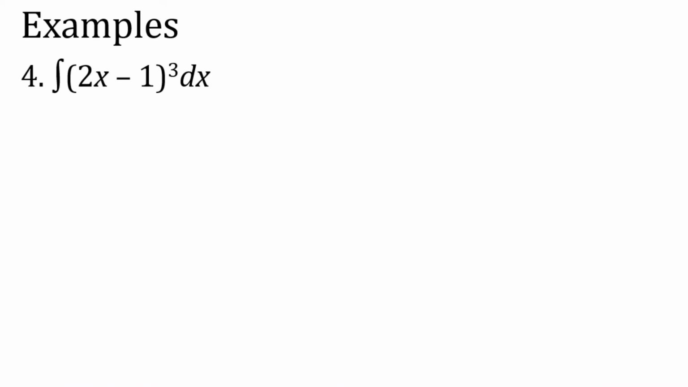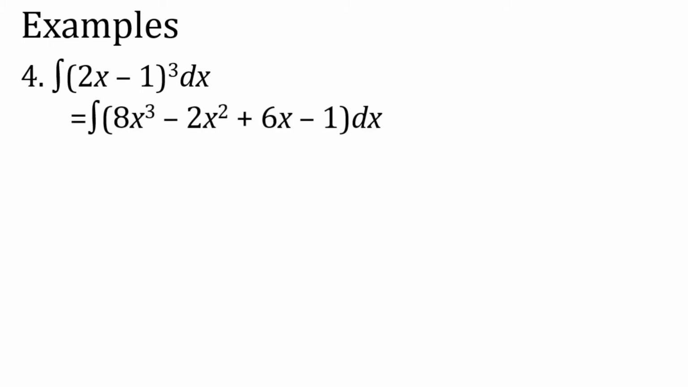Number 4. Let's have the integral of 2x minus 1 raised to 3 dx. So actually we can expand this because this is just a cube, a cube of a binomial. If you expand this, it will become the integral of 8x cubed minus 2x squared plus 6x minus 1 dx.